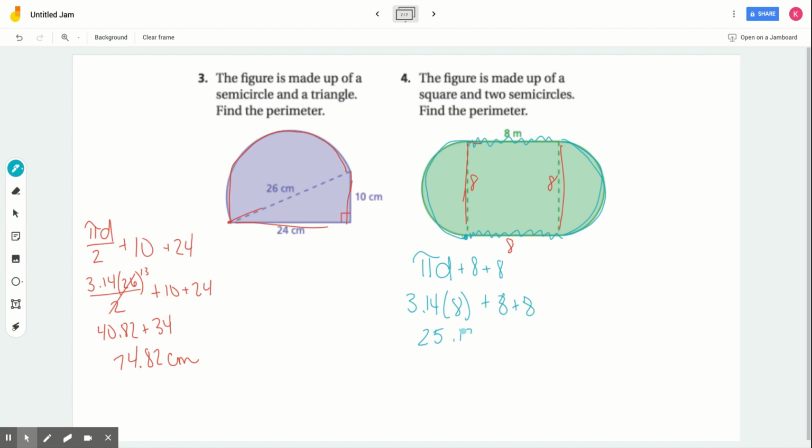is 25.12. Then you can go ahead and add 25.12 plus 16 to get your final answer of 41.12 meters. Now keep in mind that when you're finding the perimeter, you're only going around the outside of the figure. So any dimensions that are on the inside of the figure do not get added.